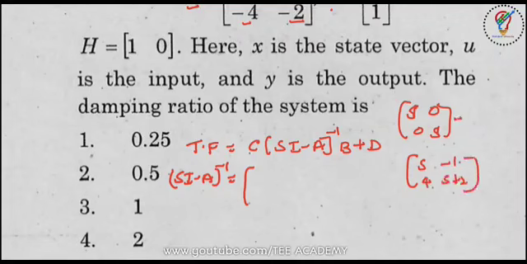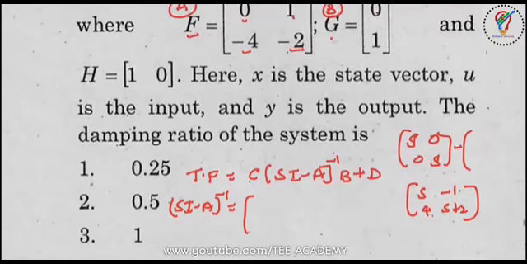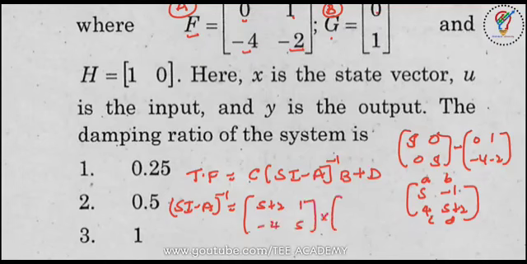Simply subtract this sI minus the matrix 0 1 minus 4 minus 2, and we get this. For the inverse, suppose you take a b c d, you have to write d minus b minus a. So s plus 2, and d minus b means plus 1, and here a plus 4 means minus 4, and you multiply by 1 over ad minus bc. So 1 by ad minus bc means s into s plus 2 plus 4 here.